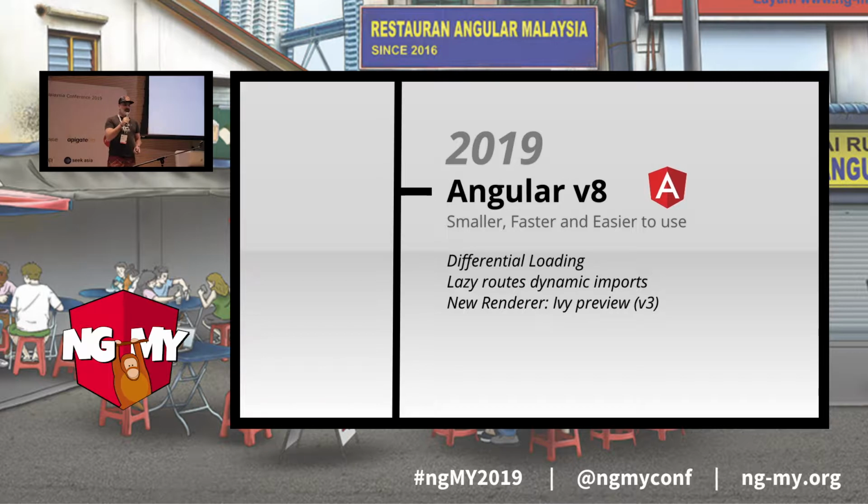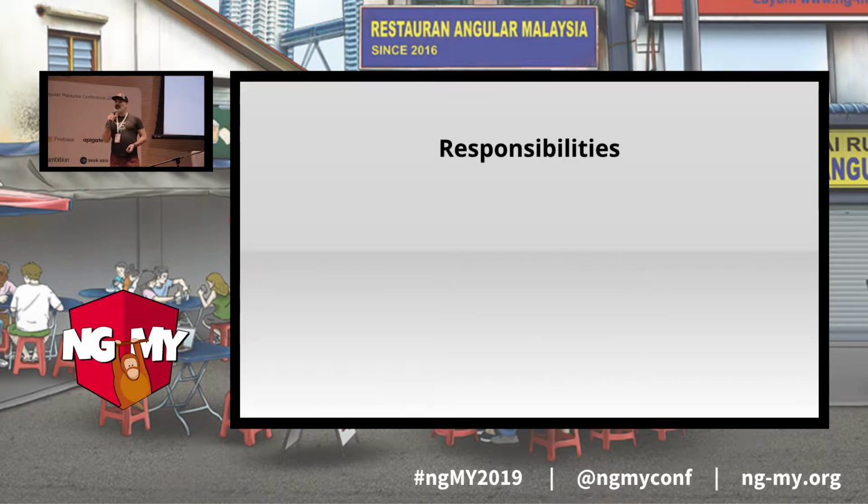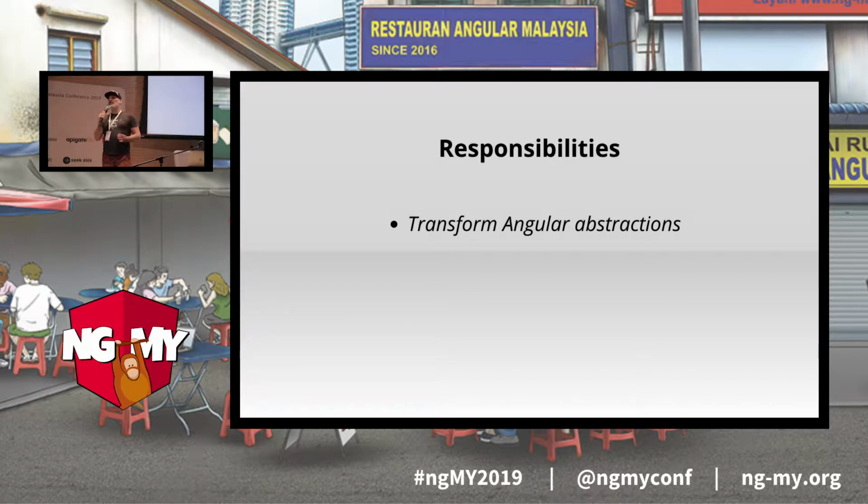So this is just a small intro. We're going to talk about version 3 of the renderer. And maybe the first thing we need to ask is why we need a renderer. Who knows why we need a renderer? Okay, well, the renderer has few responsibilities. And one of them is transforming all of the concepts from Angular, the components, the directives, the different abstractions into JavaScript code. And we don't want to implement those abstractions by hand. We just want to use these abstractions, and we want the renderer and the compiler to figure out what's the best code to execute on the browser.